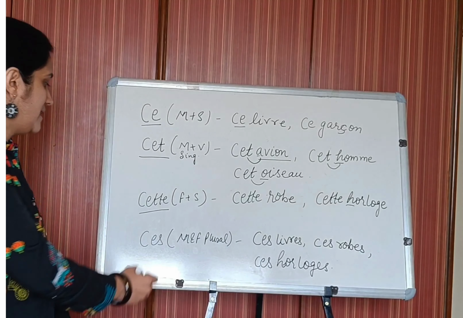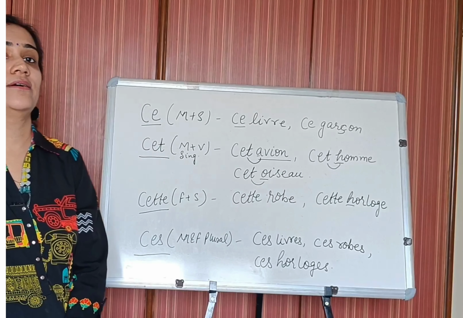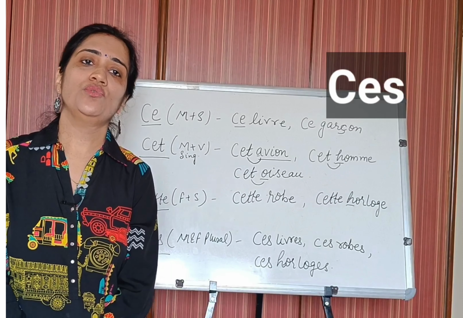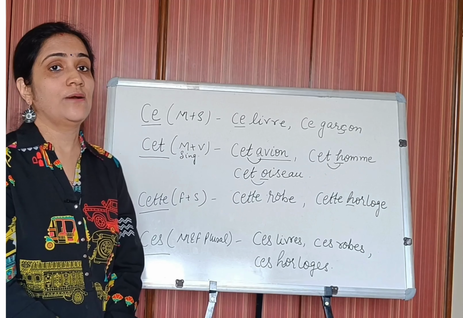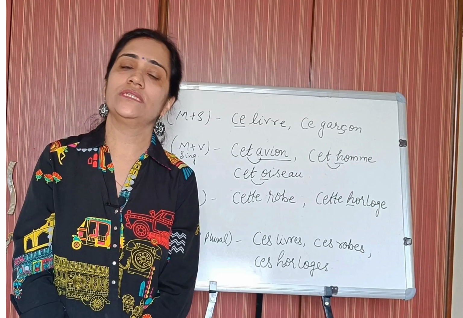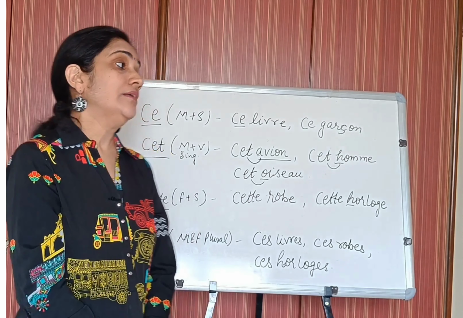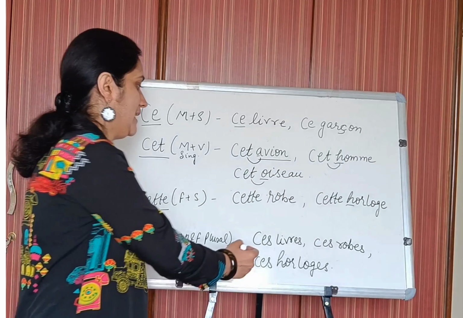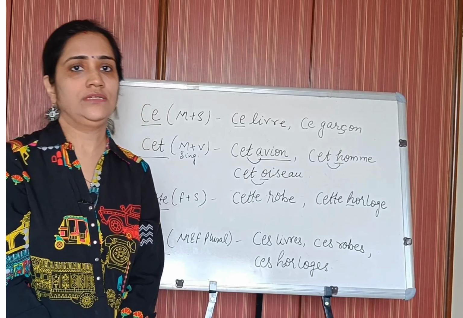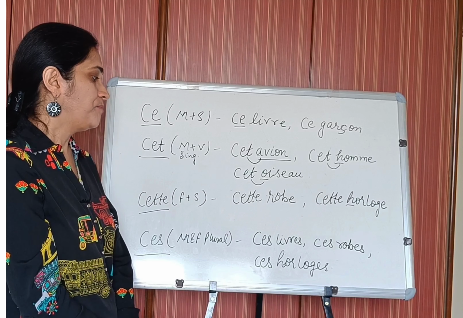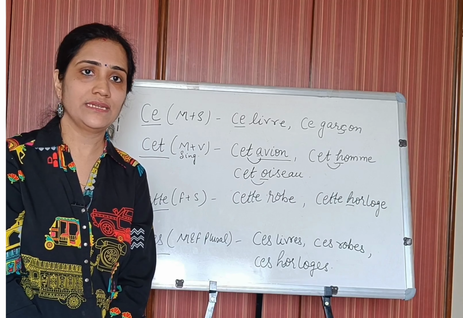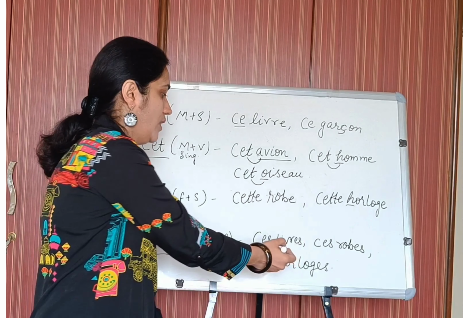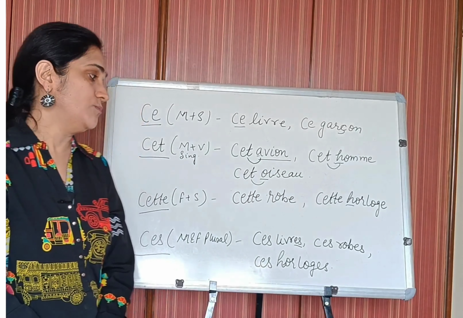Now the fourth category is ces. Ces is referring to these or those. As the term suggests, you have to use this term with plural nouns, either masculine or feminine. So how will you say it? Suppose you have to say these books: ces livres. In making the plural, generally what we do in English is the same in French: we put an S at the end of the noun. Ces livres, these books.